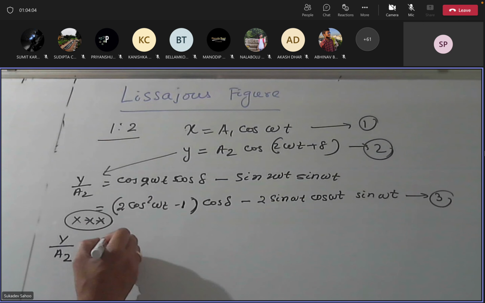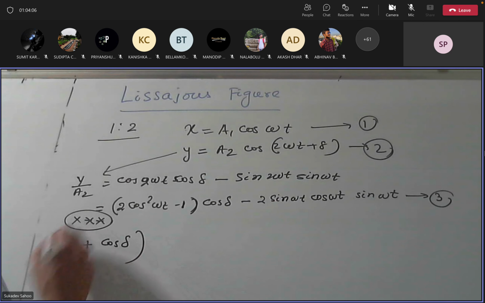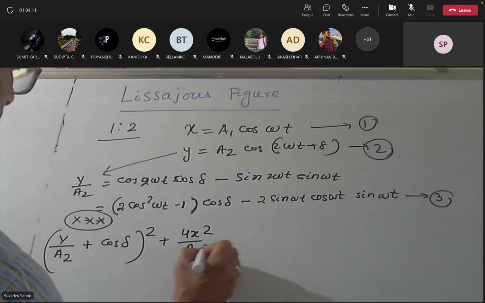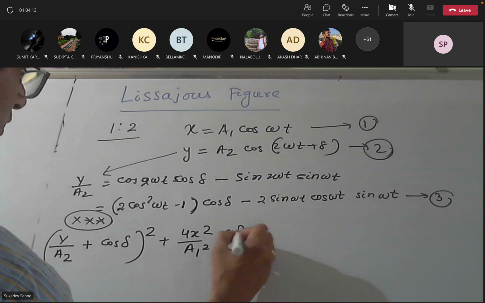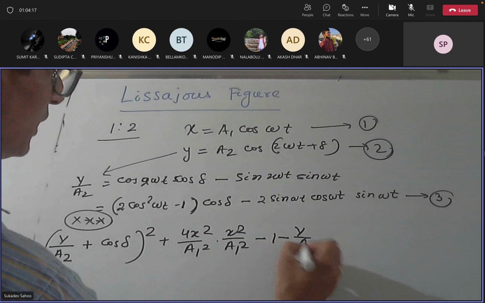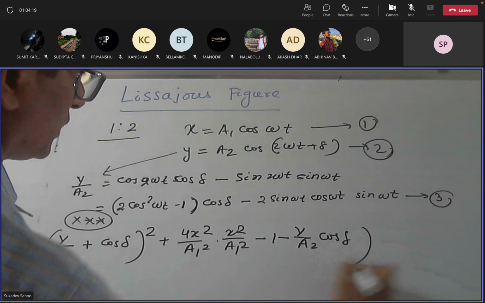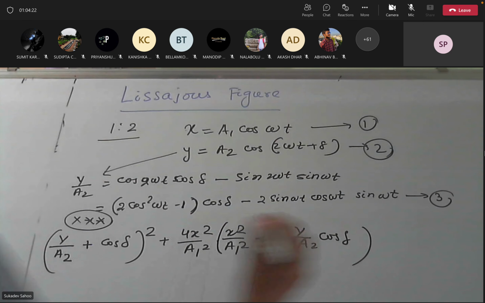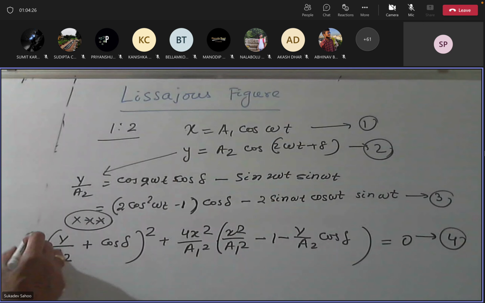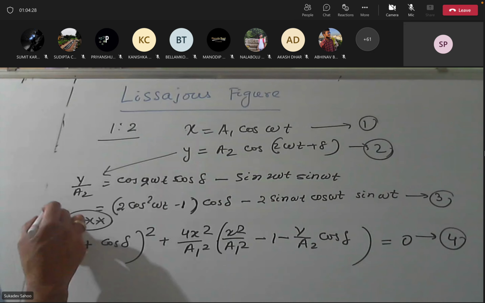Squaring and simplifying these terms, you will get the equation of motion like this: y by a2 minus cos delta, whole square, plus 4x square by a1 square, into x square by a1 square minus 1, equals 0. This equation will be obtained. All of you will try to do this. This is your homework.